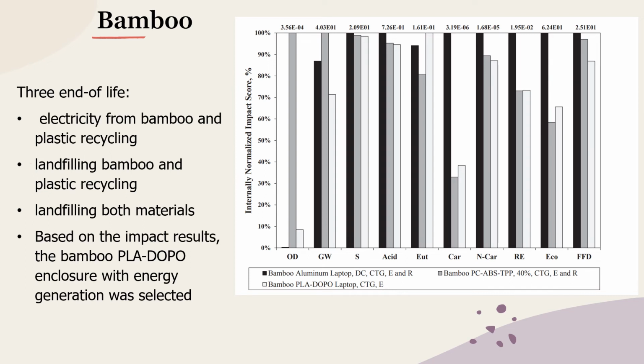So the use of the bioplastic in place of the fossil plastic leads to significant reduction of 92% and 29% of the ozone depletion and the global warming potential. So based on the impact results for this bamboo PLA DOPO enclosure with the energy generated, that was the one that was selected for the concurrent material analysis.